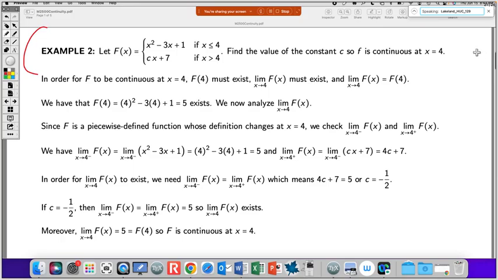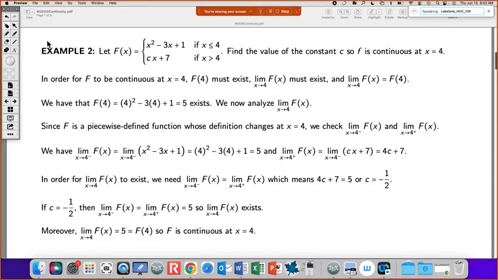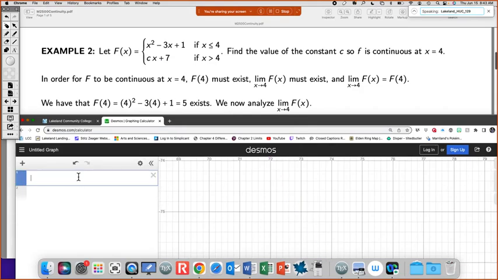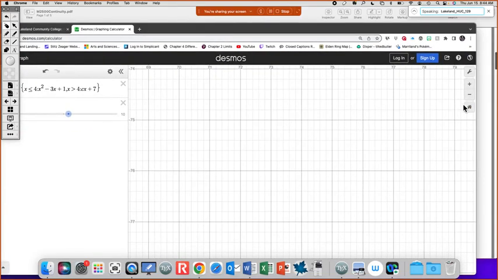All right, let's take a look at example 2 here. So I'll let you write this down. I'm going to fire up Desmos here and put this in Desmos. You can do this in Desmos. It's pretty cool. So to get piecewise in Desmos, we're using the squirrely brackets. We have x less than or equal to 4, colon, x squared minus 3x plus 1, comma, x greater than 4, colon, cx plus 7, parenthesis, add a slider c, and we're looking near x equals 4.